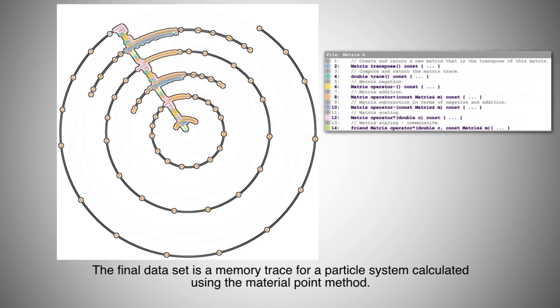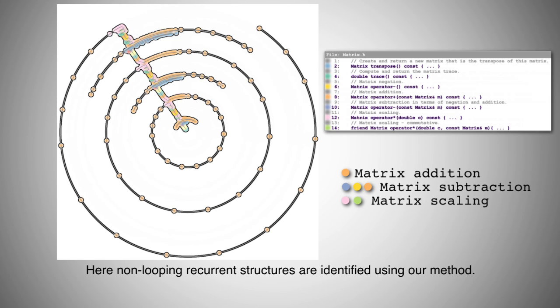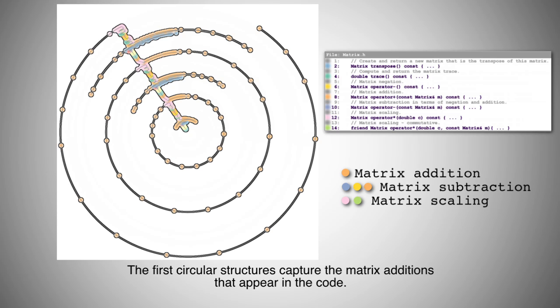The final dataset is a memory trace for a particle system calculated using the material point method. Here, non-looping recurrent structures are identified using our method. This example shows calculation of the stress rate. The first circular structures capture the matrix additions that appear in the code.